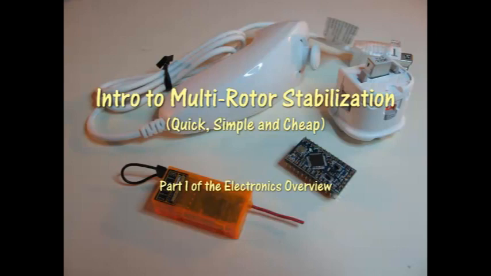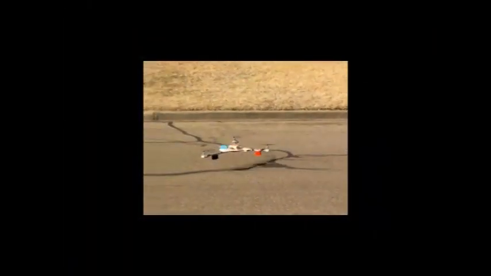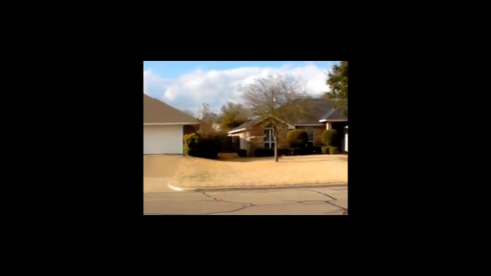Welcome to our introduction to multi-rotor stabilization for our QSC multi-rotor build. Quick, simple, and cheap. This is part one of the electronics overview, and we're going to be looking at the electronics components that we put into a vehicle like this. This is a TriCopter, and it's running the basic electronics.